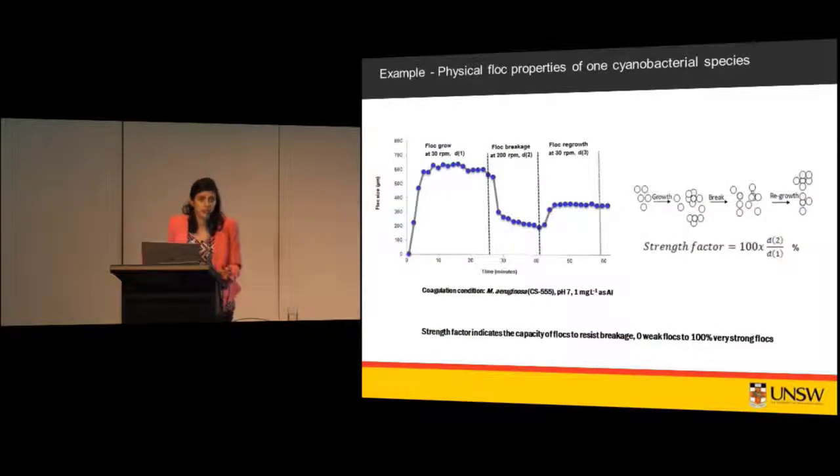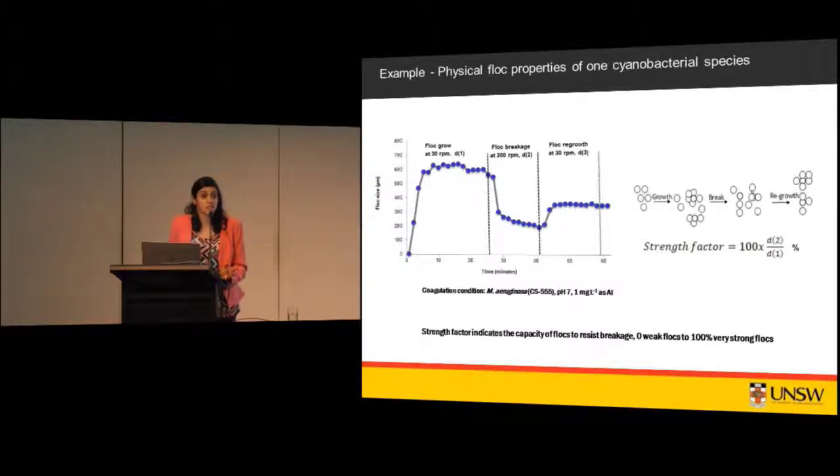During the physical flock properties, I can measure flock size. So I make my flocks. What happens in the treatment plant is that they break. You have the filtration process and things like that, and they can break. If they break, they release all the toxins, the cells and things like that. They can regrow or not regrow. So in the jar tester, I just use different speeds, break my flocks, and measure the size.